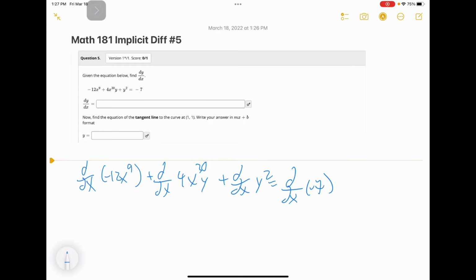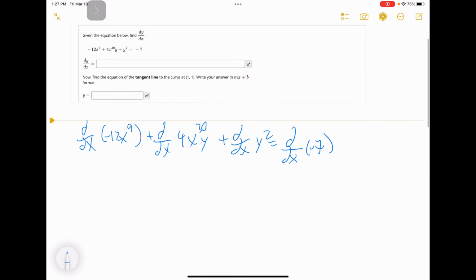And we're going to find the derivative, we're going to find dy/dx. Then we're going to use the point (1, 1), which is a point on this curve, to find the equation of the tangent line. So we have to find the slope from the dy/dx using (1, 1) to end up with our equation of the tangent line.